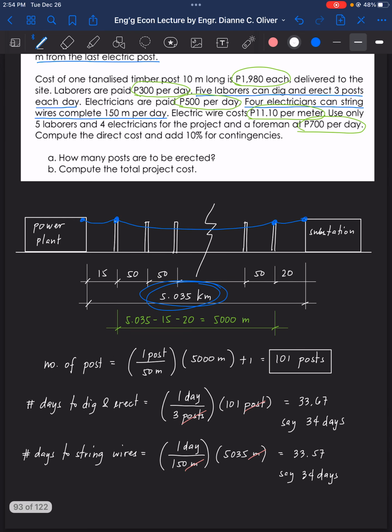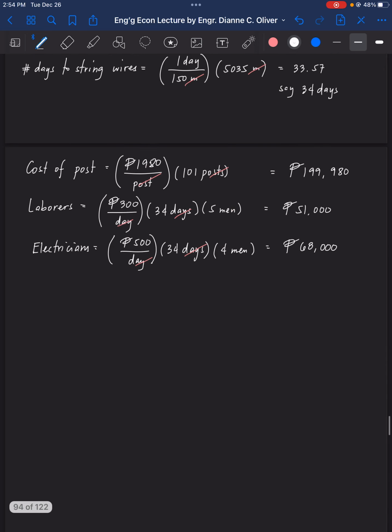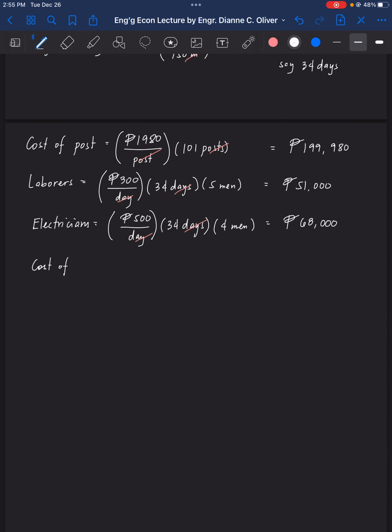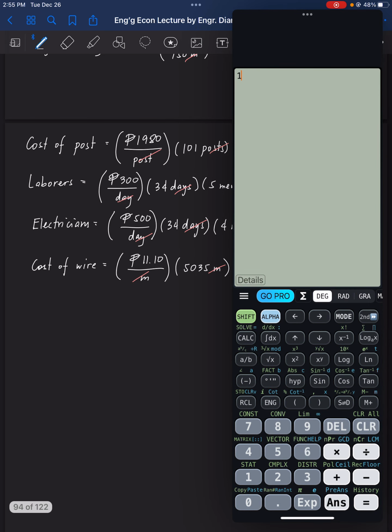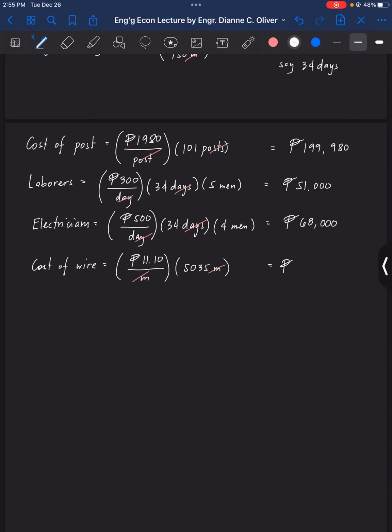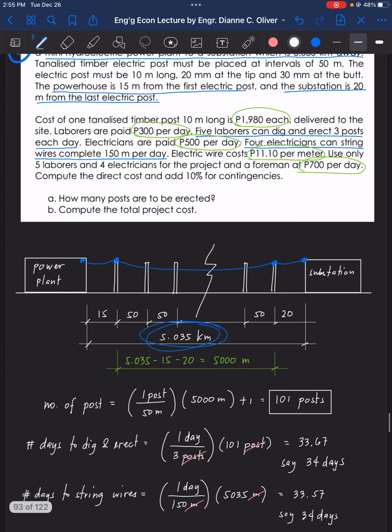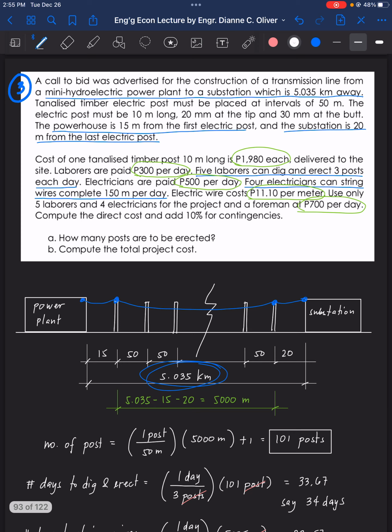Next item, we have the electric wire cost. So cost of wire is equal to 11.10 in every meter. And how many? What's the total? That is 5,035 meters. Cancel meters here. So we now have 11.1 times 5,035, so 55,888.5. Next, or the last item, we have the foreman, that is 700 pesos per day.